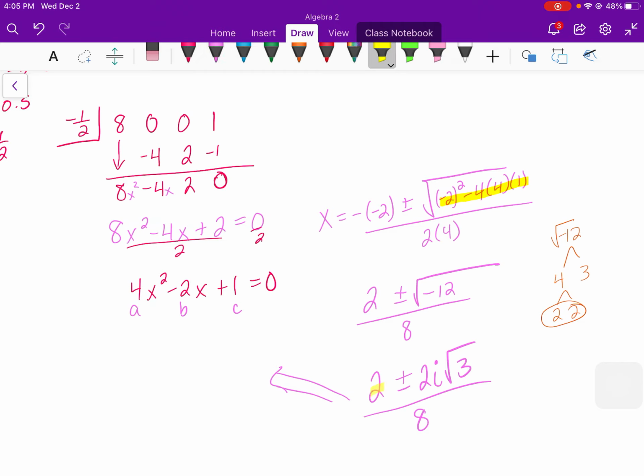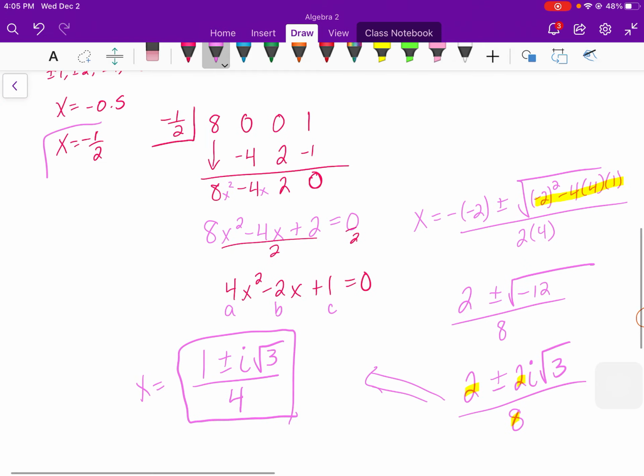They're all coefficients. 2, 2, and 8 are all divisible by 2. So 1 plus or minus i square root of 3, all over 4 would be my 2 imaginary answers. And my one real answer for that was negative 1/2.